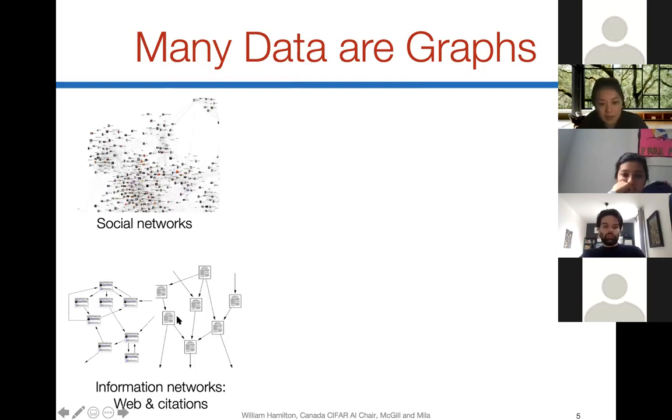Another very popular type of data is information networks, also called knowledge graphs. Here the vertices or the nodes in our graph correspond to some kind of content, some kind of information. Maybe it's even an individual, a place, a location.